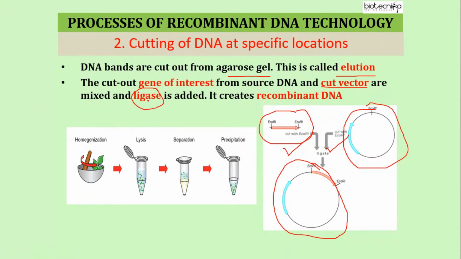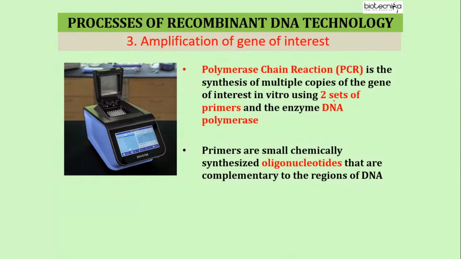Ligase is an enzyme that is used to join. And this ligase is joining both the gene of interest after restriction digestion as well as your vector, that is a carrier. Now it will create your recombinant DNA. So we have already seen isolation of DNA and how recombinant DNA formation takes place with the help of restriction digestion. Now you have your gene of interest.